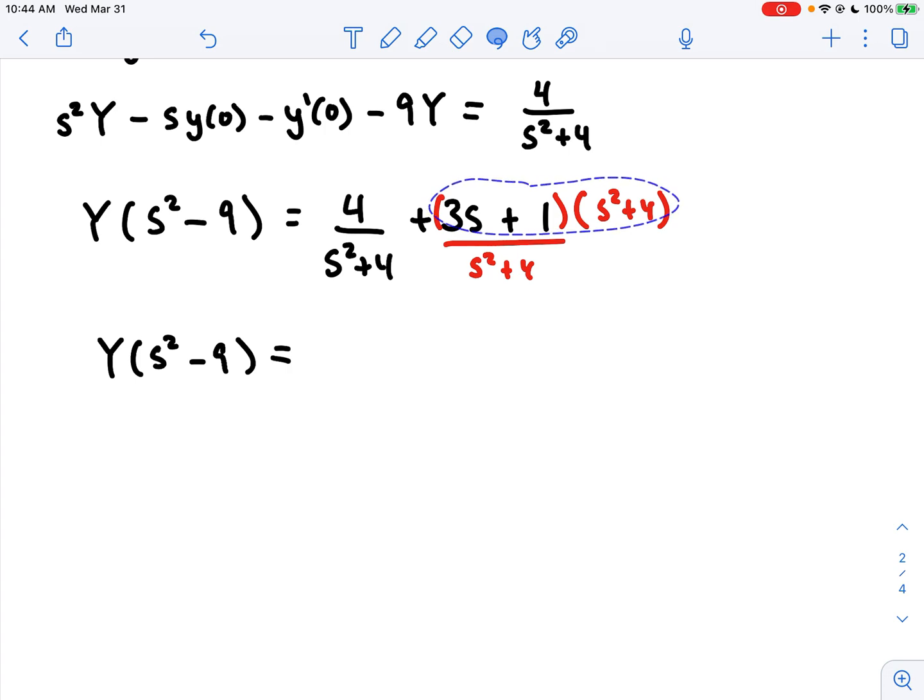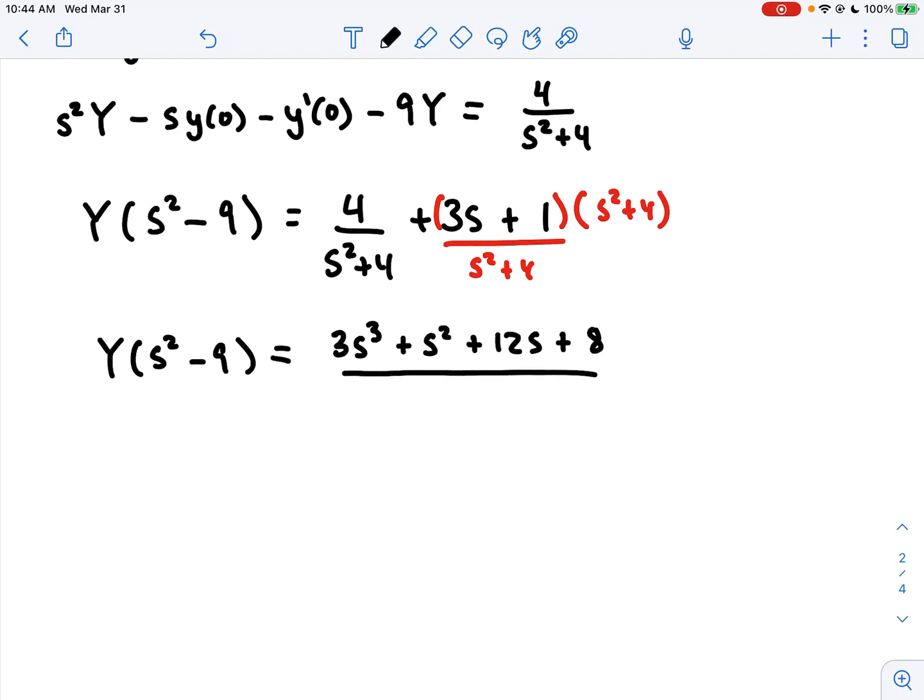I'm going to go ahead and FOIL these together. So we have 3s cubed. I'll write that first. 3s cubed. Then we're going to have a positive s squared, so plus s squared. Then there's going to be a positive 12s. Then a positive 4. But we already have a 4 over here as well, so those will combine to be a positive 8. So I think I expanded this correctly, and all of this is over now the common s squared plus 4.